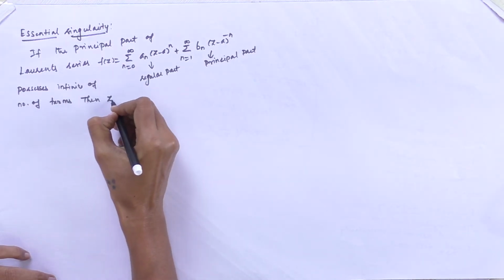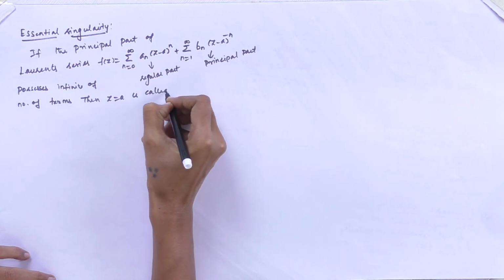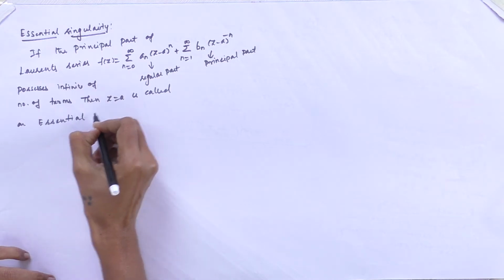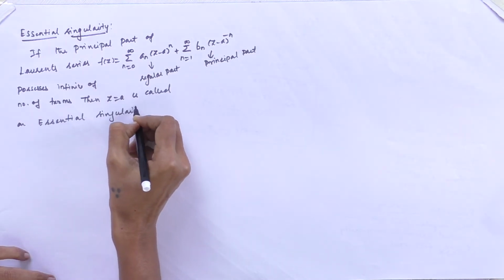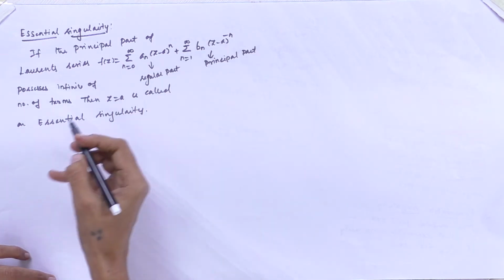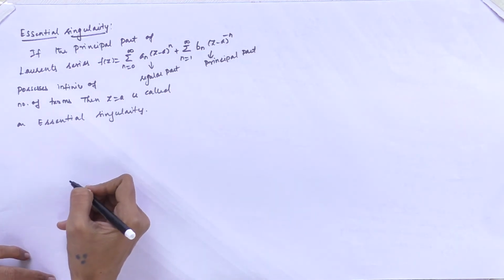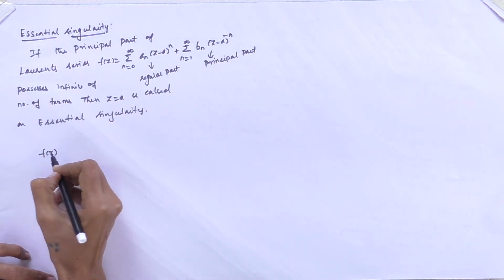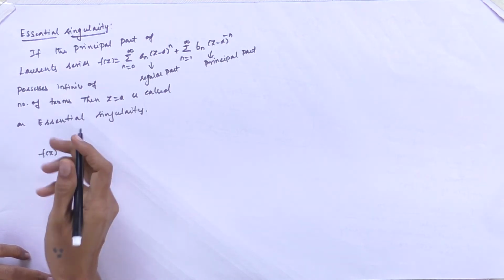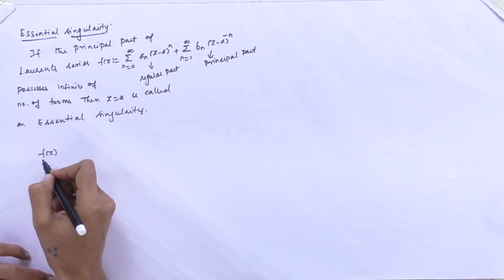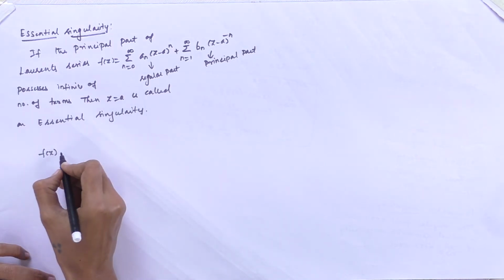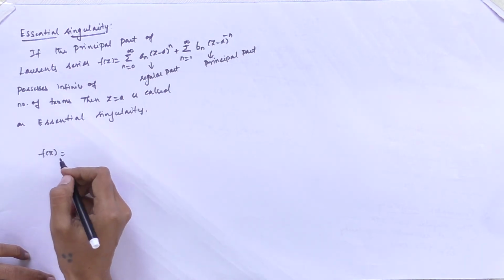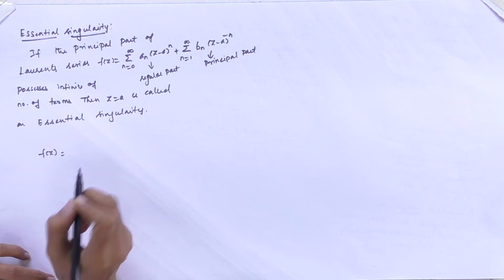Then z equal to a is called an essential singularity. In short, we can say if there is an infinite number of negative powers in any function f of z, then it is called an essential singularity. If a function contains only a finite number of negative powers, then it is called a pole.